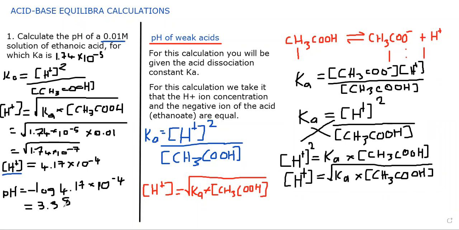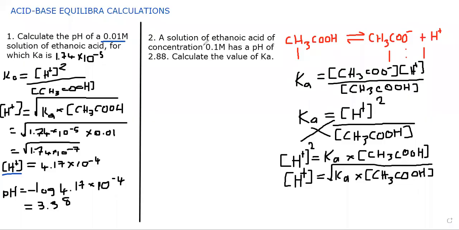So the next question I'm going to do now is when they give you the pH and ask you to find Ka. You can get Ka and be asked to find pH, and you can get pH and be asked to find Ka. In this question, it gave us the concentration of the acid and the pH, and we want to find Ka. As we know this formula already, it's H plus squared divided by the concentration of the acid. So the first thing we need to do is to get the hydrogen ion concentration.